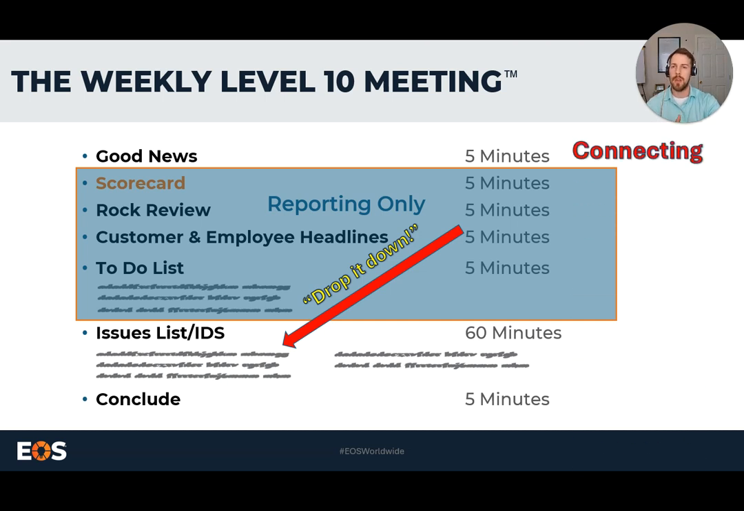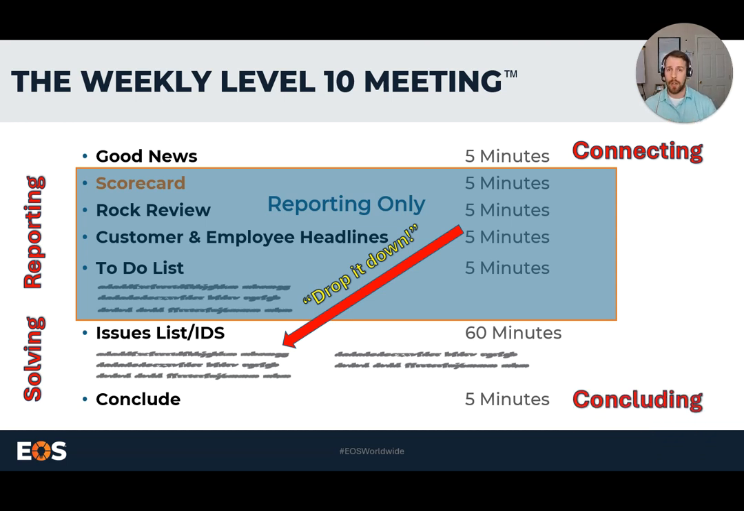So you start the meeting off. A level 10 meeting is the same day at the same time. It starts on time, it ends on time, and you follow the same agenda. This is the agenda you follow. You start with connecting, you go to reporting, you move to solving, and then at the end you conclude. Okay, on a scale of 1 to 10, how effective was our meeting today? And you're rating it. You're trying to get to that level 10.